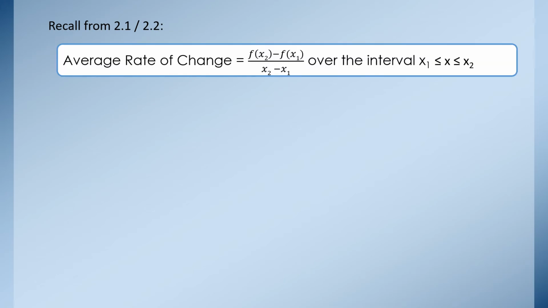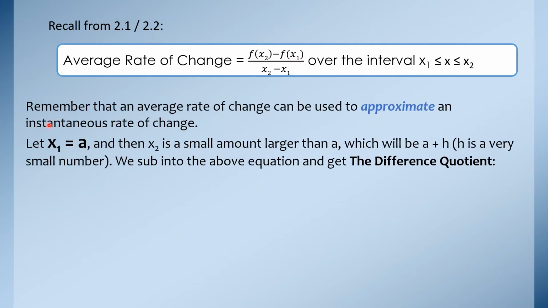So the next slide here, I'm just going to review a bit. This was our last lesson. This was the slope formula. We just changed y2 and y1 here. Remember that an average rate of change can be used, it's an approximate, because you're looking for a secant line. You're taking 2 points on a curve and you're connecting them and you're finding that slope.